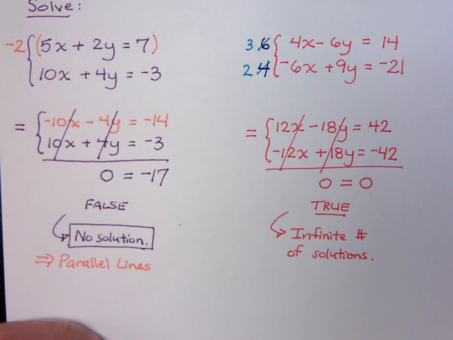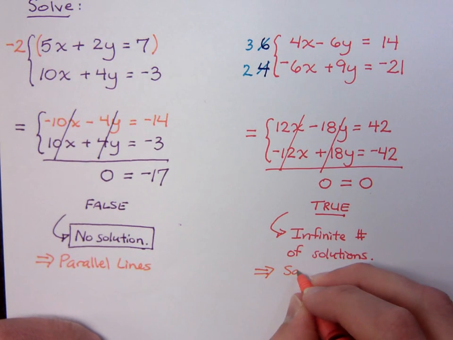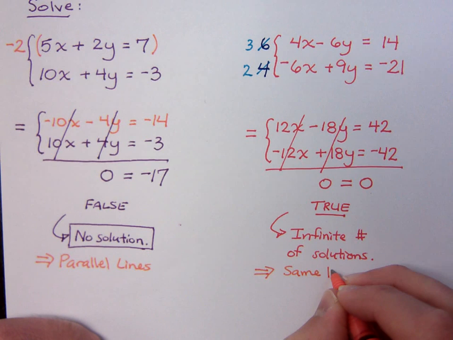Now, how could that be? How could you have two lines having an infinite number of solutions? Well, that means if each solution is a point where they cross, these lines cross each other an infinite number of times, but the only way that you can do that is if these equations are really the same line.